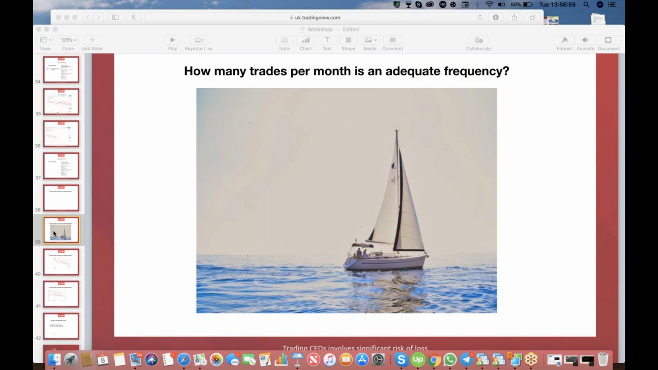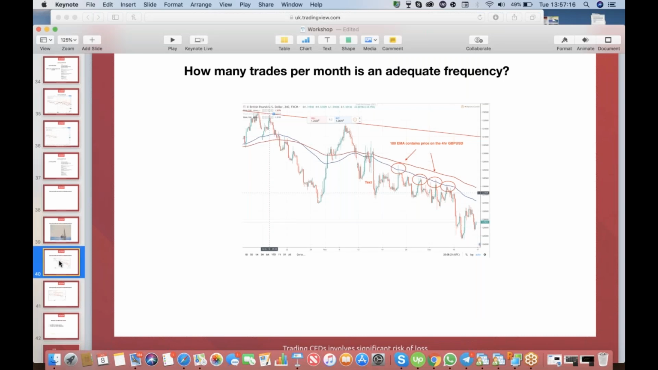So in order to work out how many trades to take, what you need to realize is, I want to be trading in a calm market, or if not a calm market, a market that I have a good grasp and a good understanding of. So here's an example of it. This is the British pound US dollar pair on the 4-hour chart.